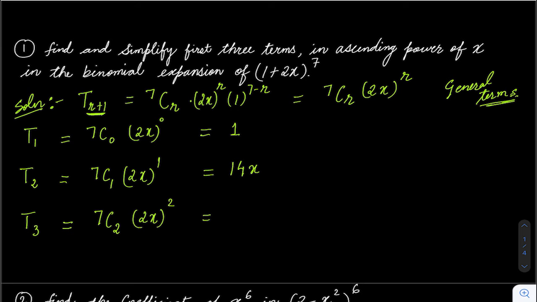Now my third term, 7c2. You can use a calculator, or you can find it using my special method also, that is 21. So 21 into 4 is 84, so this will be 84x square. So these are the three terms. So that's it. We have to find it.